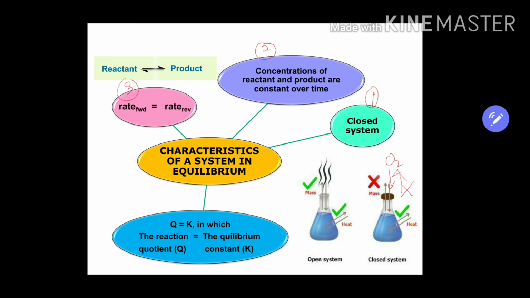Actually, the rate of the forward reaction decreases as the concentration of reactant decreases, while the rate of the reverse reaction increases as the concentration of product increases. But in equilibrium, the rate of forward is equal to the rate of reverse because the concentrations of reactant and product are constant. The fourth characteristic is that the reaction quotient Q is equal to the equilibrium constant K.